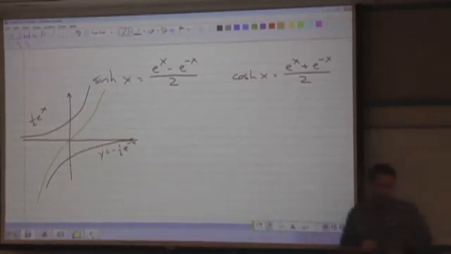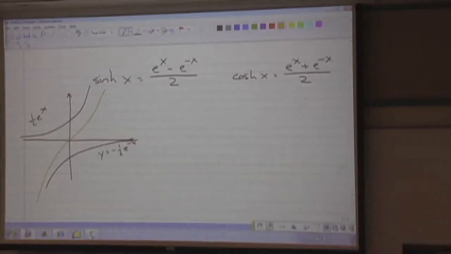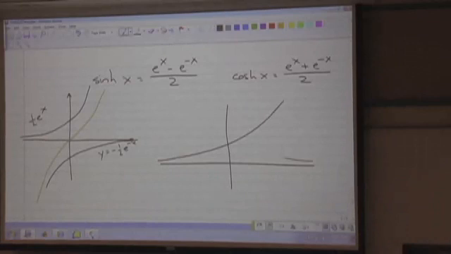Okay, similarly for cosh of x, this is the graph of y equals 1/2 e to the minus x. This is the graph of y equals 1/2 e to the x. And on the exact same token, your function is going to behave like that. Okay?